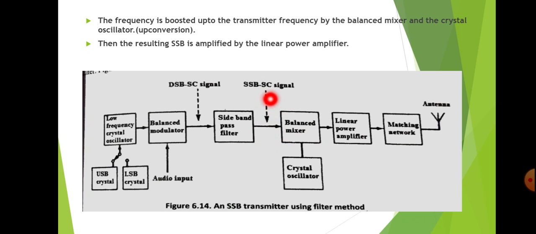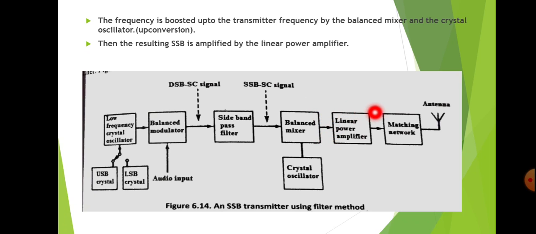And this SSB-SC signal will have smaller frequencies, but for transmission purposes we have to transmit the signal over long distances. So we have to raise its frequency to the transmission frequency. For that we have to increase the frequency of this SSB signal. That is done by the balanced mixer circuit, and the balanced mixer circuit is driven by a crystal oscillator, so that this balanced mixer will increase the frequency of the SSB signal up to the transmitter frequency.